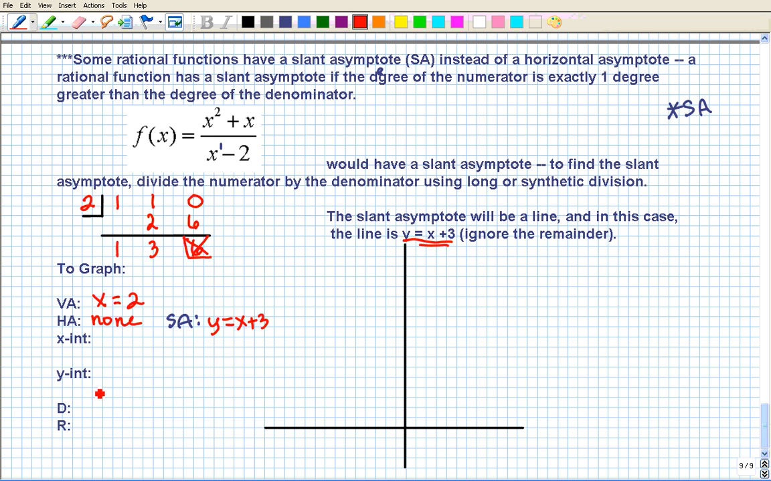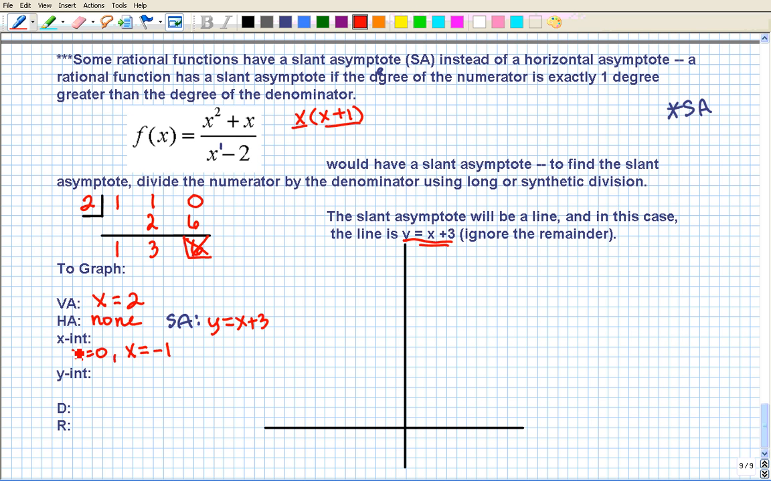The x-intercept, you need to look at the numerator, set it equal to 0. It's probably easier to factor it out first, so you have x times x plus 1. When you set each of the factors equal to 0 and solve, you'll get x equal to 0. And for the other one, x plus 1 equal to 0, solved, you'll get x equals -1.